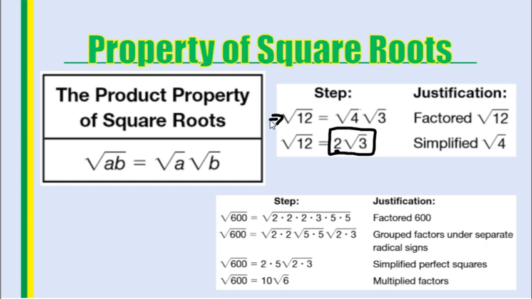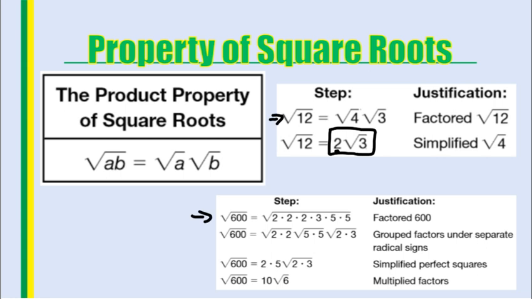So you want your answers in radical form. You could easily put that in your calculator and it would give you a long decimal, but they don't want you to have it with decimals here. They want you to break it down with radicals.